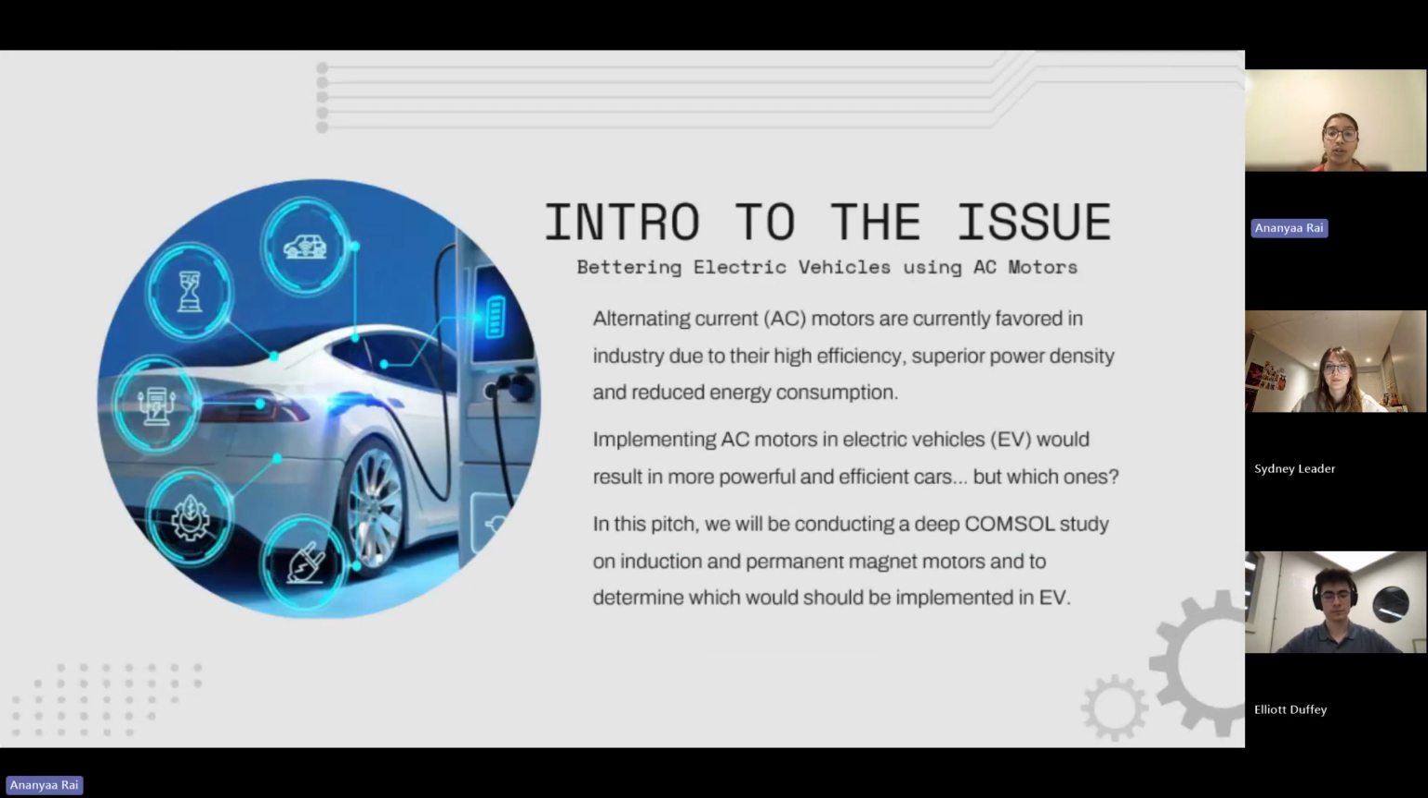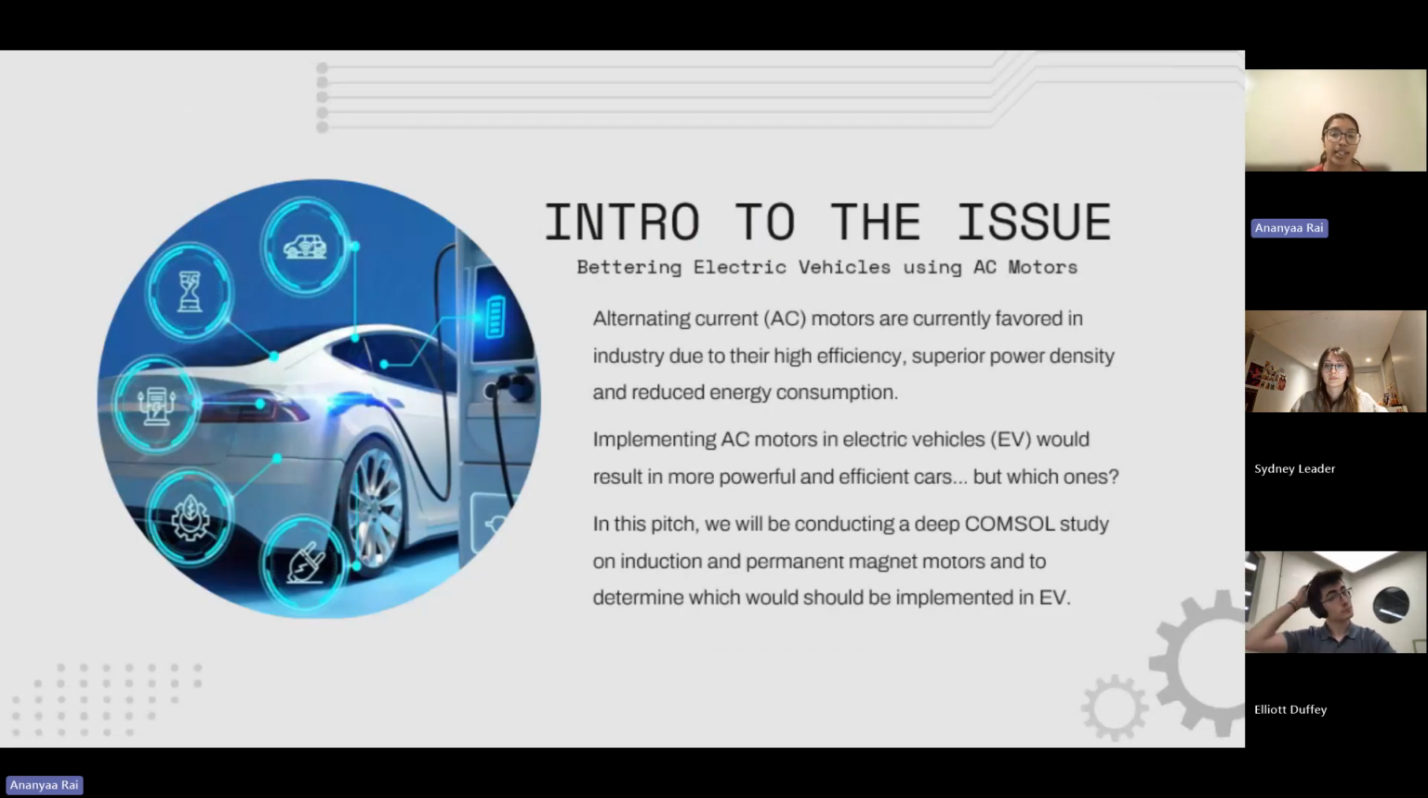Firstly, to introduce our issue, alternating current motors are currently favored in the industry due to their high efficiency, superior power density, and reduced energy consumption. Implementing these AC motors in electric vehicles would result in more powerful and very efficient cars. But which ones do we use?